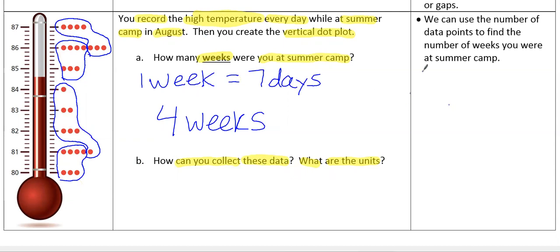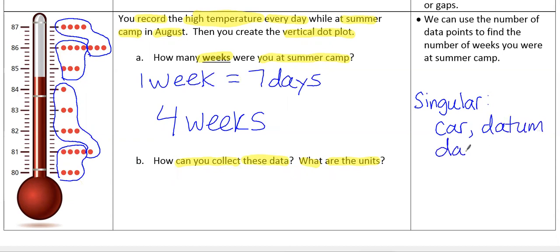Let's talk about singular versus plural. So we're in a language arts class now, everybody's favorite. Singular. All right, singular. A singular word is something like car or datum. That's one data value, okay? Or I'll say data value. Data value. That's referring to one instance.